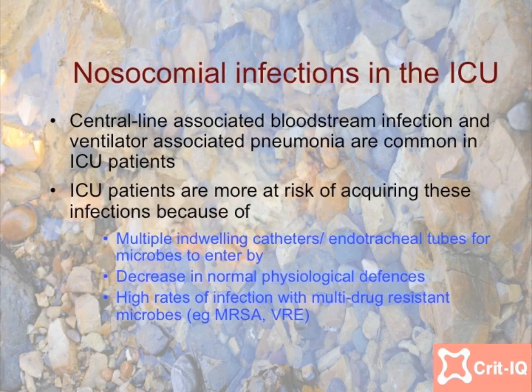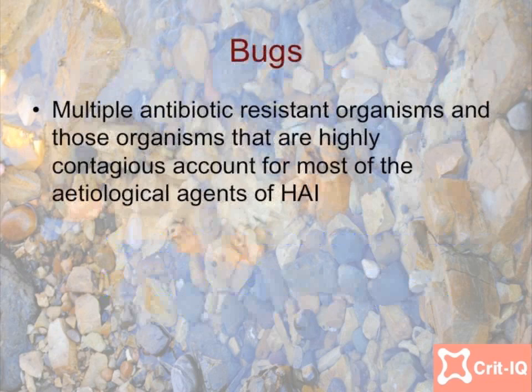The reason that intensive care patients are more at risk include the fact that they have multiple indwelling catheters and foreign bodies that allow microbes easy access. These patients also have a decrease in their normal physiological defences, and unfortunately intensive care units often have high rates of infection with multi-drug resistant microbes such as MRSA and VRE. When considering those organisms that are responsible for most hospital-acquired infections, they are usually organisms that are multiple antibiotic resistant or are highly contagious.